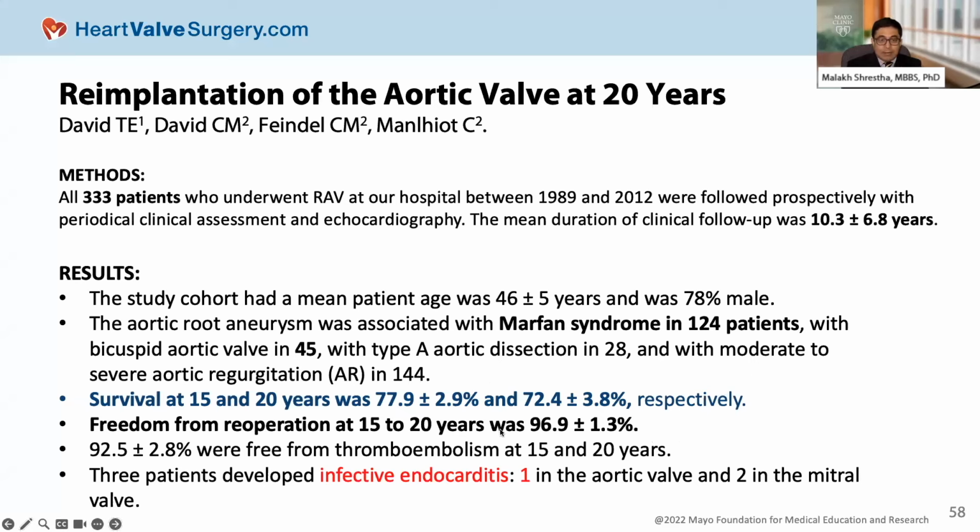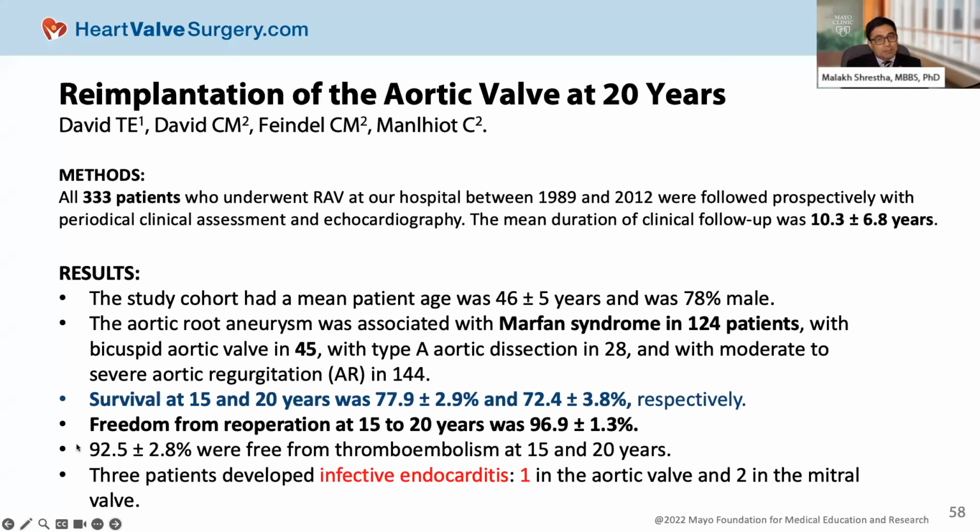That means that even after 20 years, almost 97% of the patients still had their own valve, which you can't say if you replace it with a tissue valve. Then another advantage was that the freedom from thromboemboli was 92% at 20 years. So these people did not have to take any anticoagulation except aspirin, and there was no embolization, no thrombus. So that's a big advantage. No anticoagulation, and you still have your own valve.